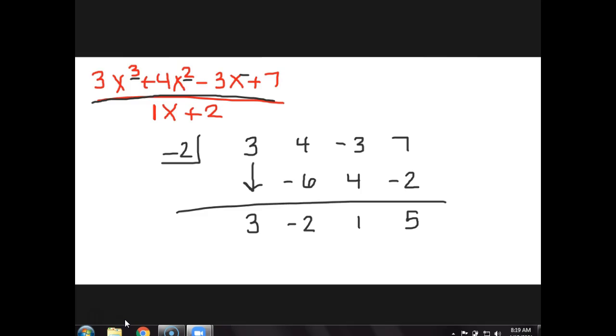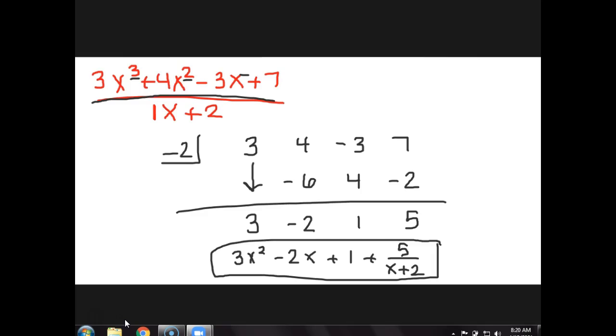These now represent the leading coefficients for a power 1 less than the original numerator. So it's 3x squared minus 2x plus 1 plus 5 over x plus 2. If the last number at the end was a 0, then you would have a perfect factor, and that would mean that the divisor was a factor of the numerator.